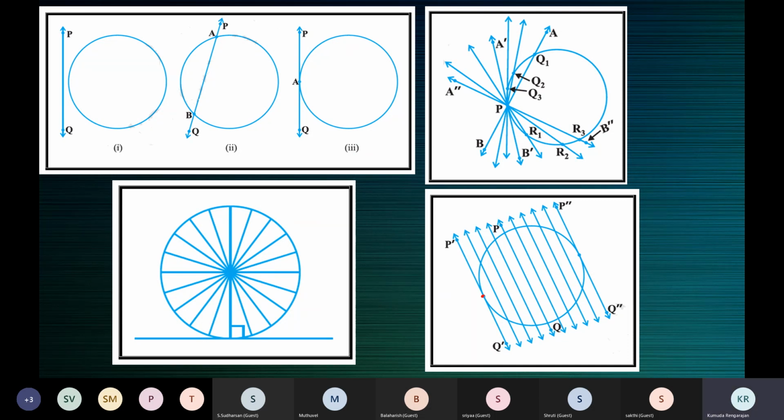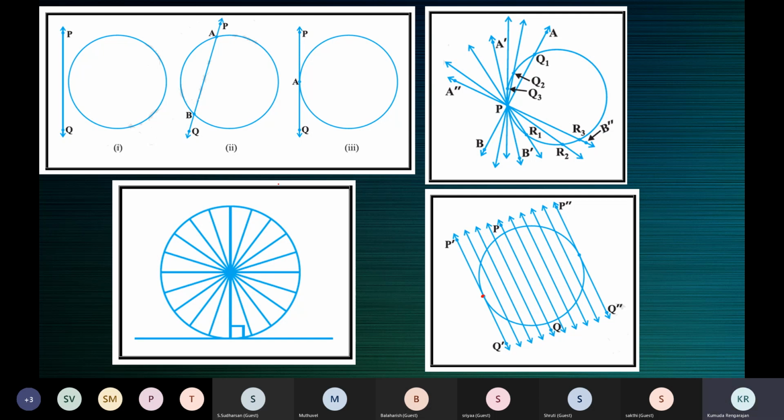But there can be only one tangent P dash Q dash. You can draw many lines. See the usage of the words. There can be many lines or secants parallel to the tangent P dash Q dash. But in the end, you can see that there is only one tangent P double dash Q double dash that's parallel to the tangent P dash Q dash.